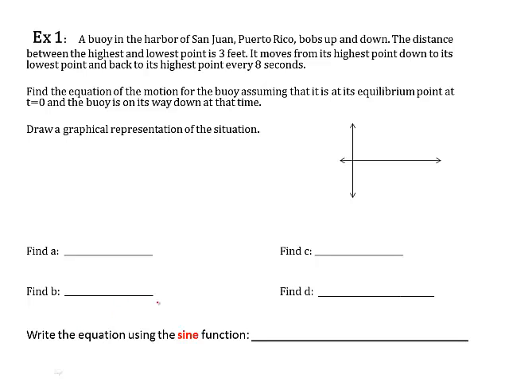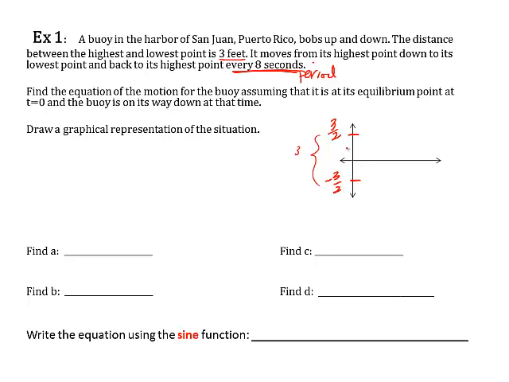It says, a buoy in the harbor of San Juan, Puerto Rico bobs up and down. The distance between the highest and lowest point is 3 feet. It moves from its highest point down to its lowest point and back every 8 seconds. So this every 8 seconds is our period of the graph. Okay. The distance between the highest and lowest is 3 feet. So if the highest is here and the lowest is here, this whole distance is 3 feet. So if I split it in half, I get 3 halves here, negative 3 halves here.